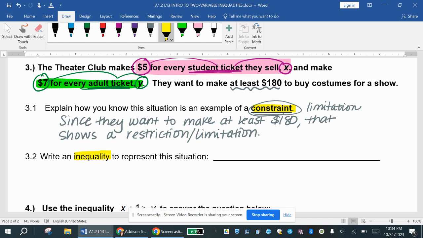All right, so again, a constraint is an inequality. So with inequalities, there's a couple options, right? You can have a less than or equal to, greater than or equal to. And we needed to represent the situation. All right, well, let's start with what they're selling first. They're selling student tickets for $5. The student tickets are, we're going to represent them with the letter X.